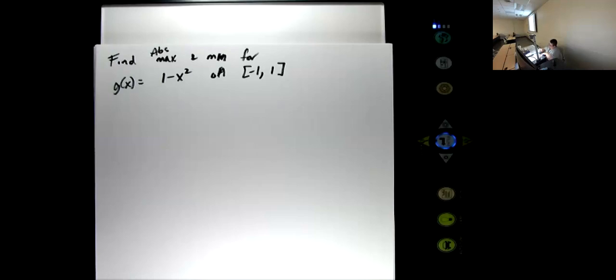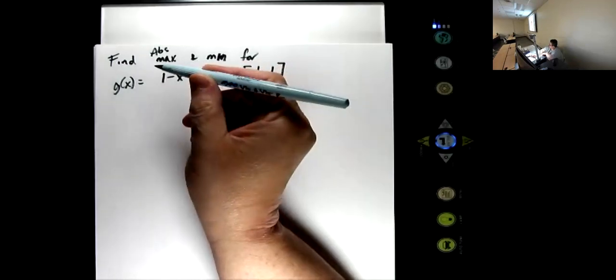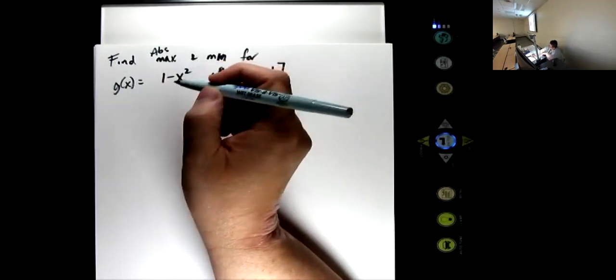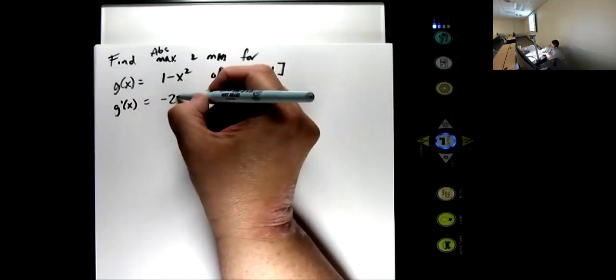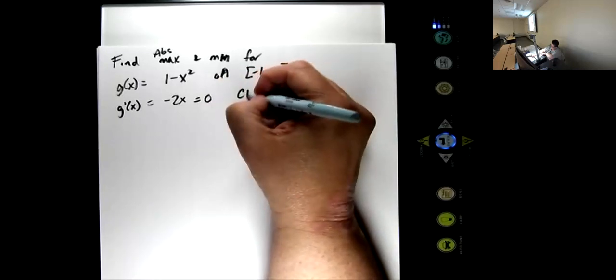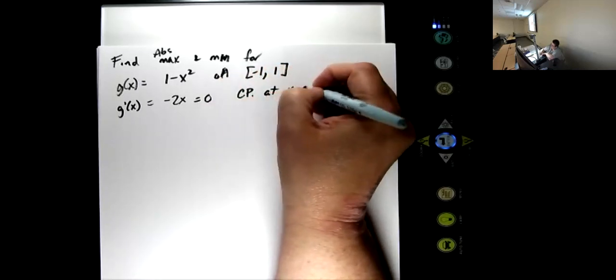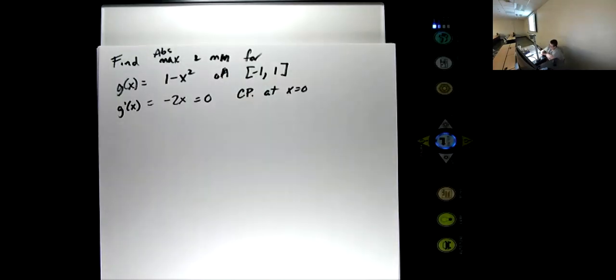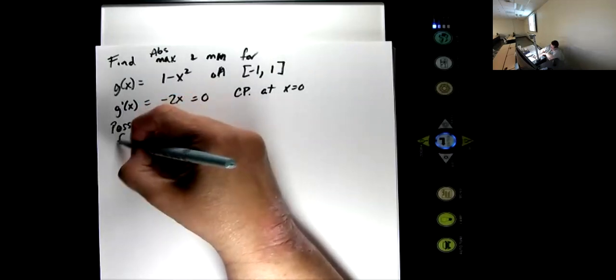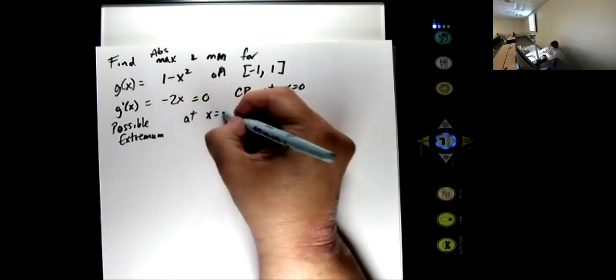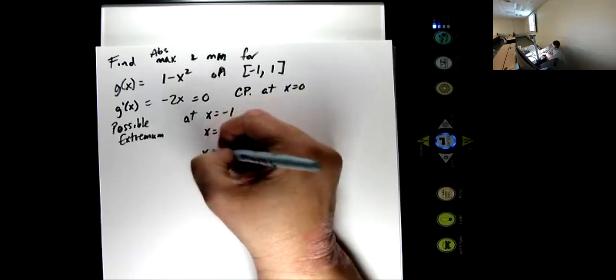All right, so without graphing, I can find this right away. Graphing makes this really easy, but without graphing, I can do g prime of x equals -2x. I set that equal to 0, and I find that we have a critical point at x equals 0. So our possible maxes and mins, our possible extrema, are at x equals -1, x equals 0, and x equals 1.